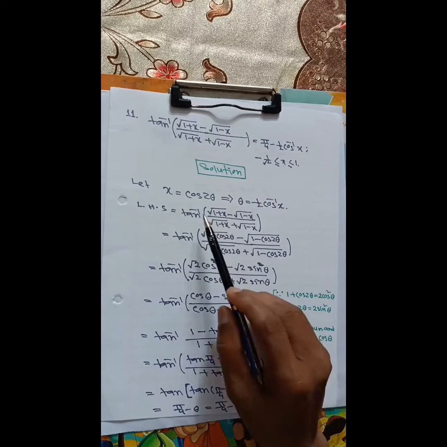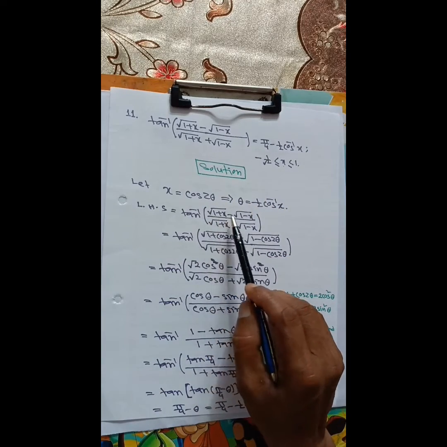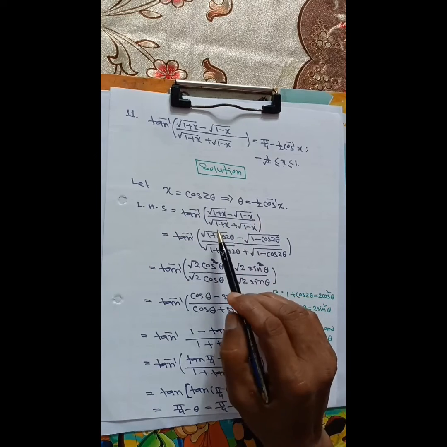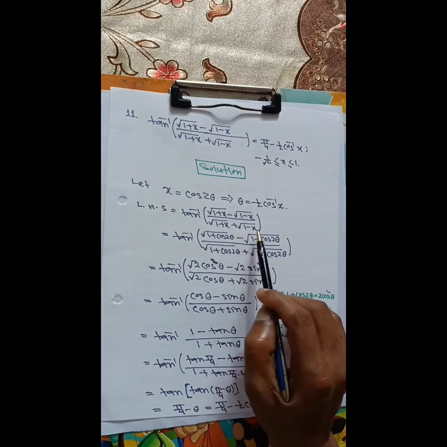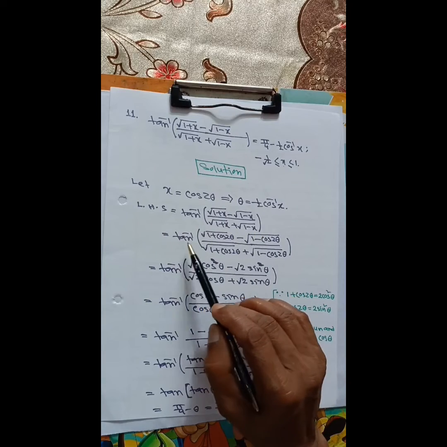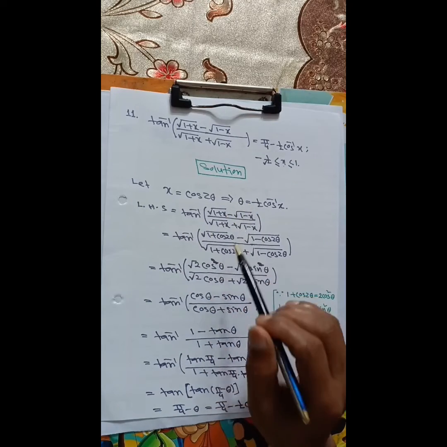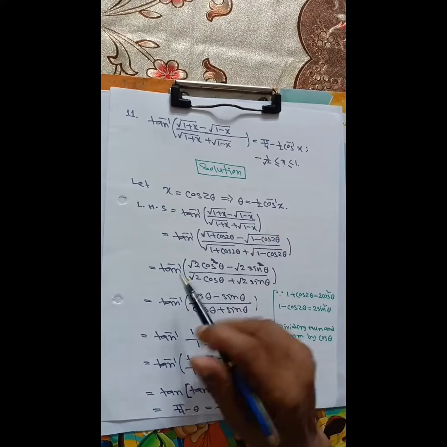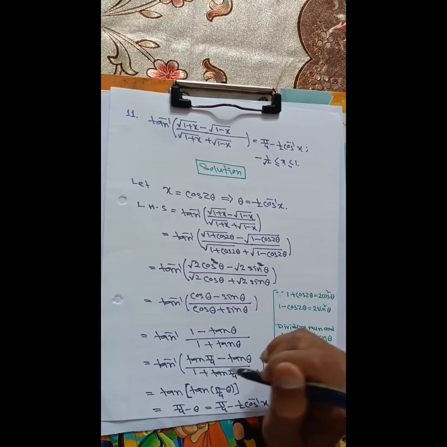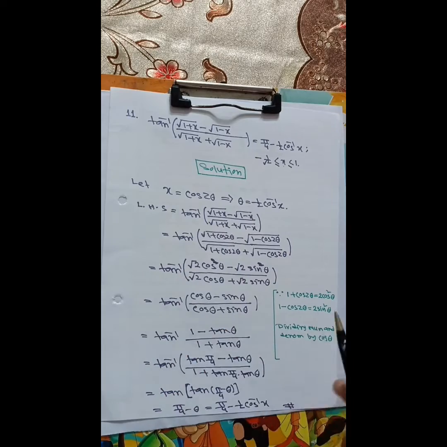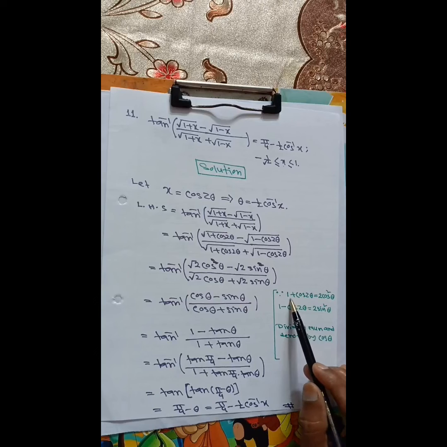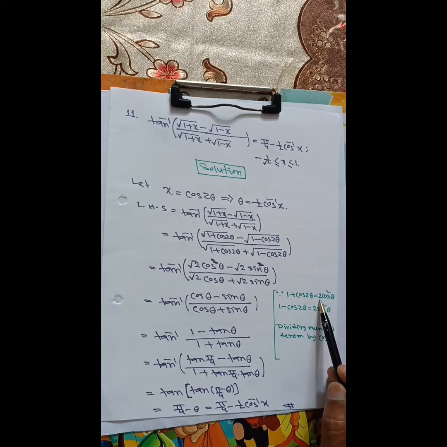Now left hand side: tan inverse of (root over 1 plus x minus root over 1 minus x) divided by (root over 1 plus x plus root over 1 minus x). This implies tan inverse. We have to put in place of x, cos twice theta. Then we get 1, then we find in previous class that 1 plus cos twice theta is equal to twice cos square theta, and similarly 1 minus cos twice theta is equal to twice sin square theta.